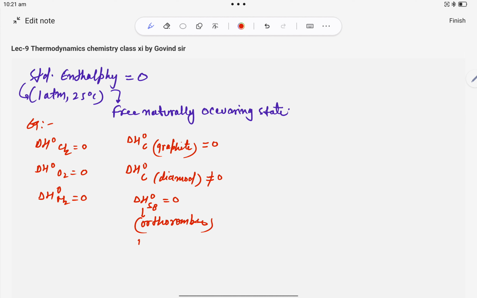Similarly, delta H naught for P4, that is 0. That is white. That is the naturally occurring phosphorus. Okay, that you have to remember. So this is the standard enthalpy about it. Standard enthalpy at 25 degrees Celsius and 1 atm pressure for naturally occurring state, it will be 0. Got it?